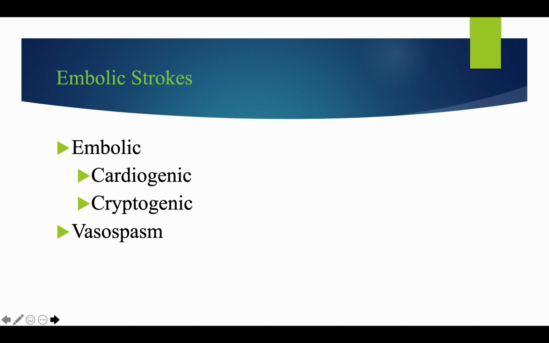Cryptogenic stroke is when a patient has all of the workup, but nothing significantly prevails as a cause. So it is classified as a stroke of unknown cause. Even if they rule everything out by MRIs, CAT scans, everything, they just can't figure out what the cause was.